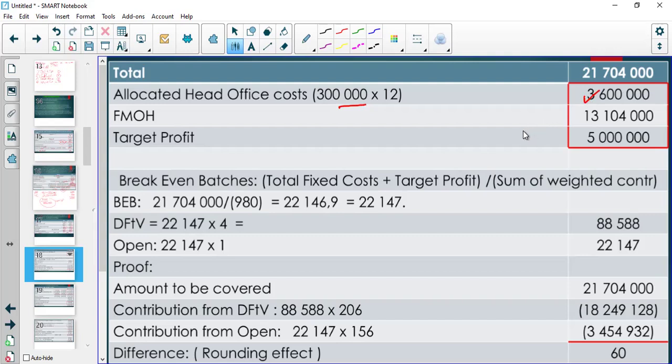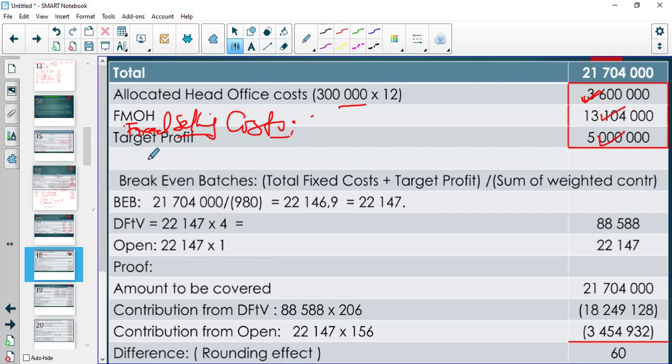Then you come to your fixed costs: your allocated is that one, your fixed manufacturing overheads is that one, your target profit is that one. So there is something missing here. What is that thing? The fixed selling costs. All right, so there is a missing fixed selling cost here. That's why I told you that there is a possibility that we can miss some information, but the principles are always going to be correct. Because this is missed, the answer is going to be slightly different. How did she miss this one? So what did we say?